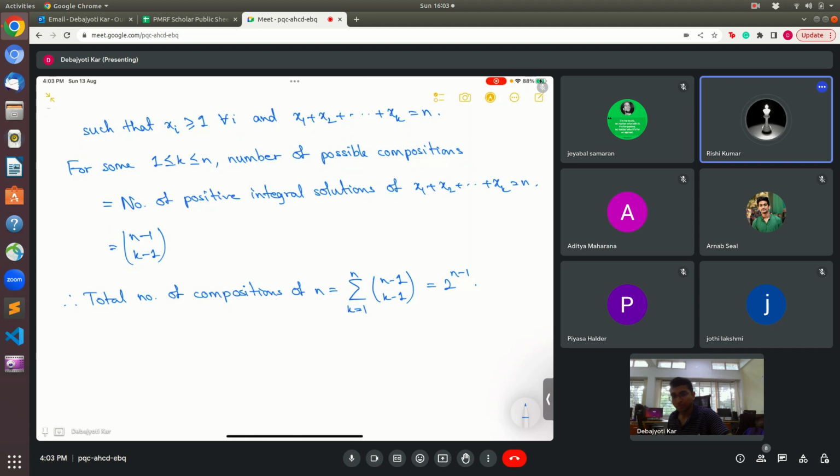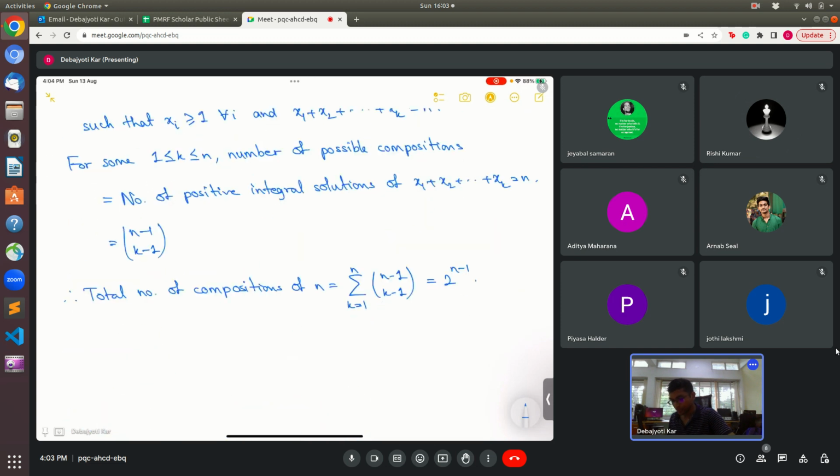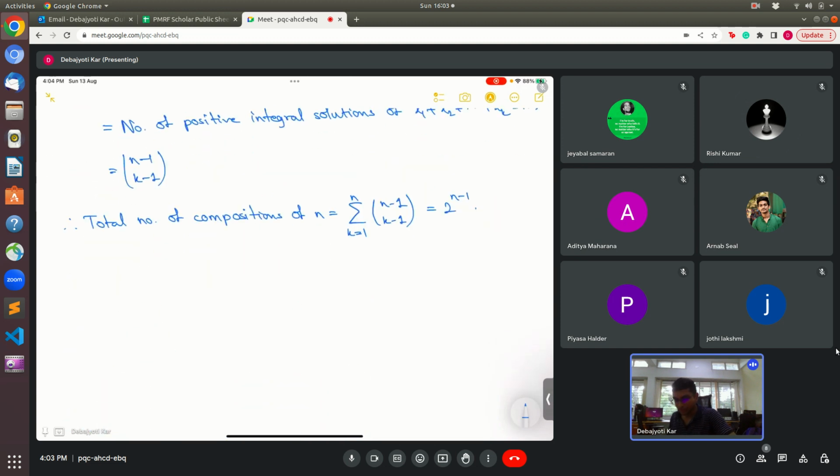Sir, so we are not allowing 0 here, right? No. It's positive. So whenever we talk about compositions, we mean positive integer solutions, and whenever we talk about weak compositions, that allows 0. So when we allow 0, it's called a weak composition, and when we consider only positive integer solutions, it's called a composition. Okay. Fine. So this is done.